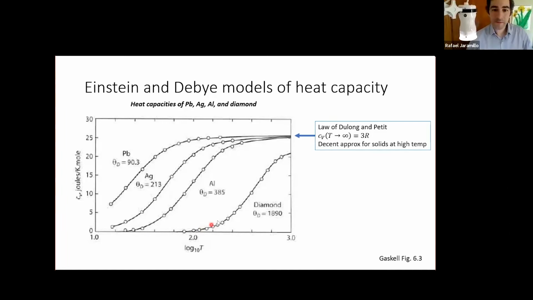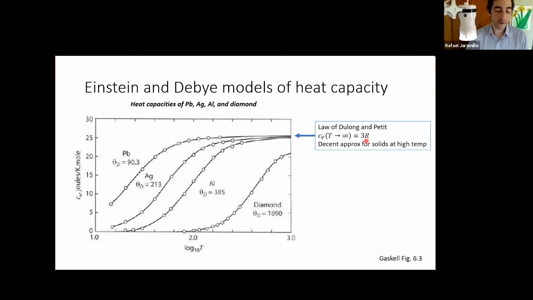Another thing I'll point out is that they all seem to converge at the same number. This is an early law. It's not really a law, it's just an empirical observation, the law of Dulong and Petit, which is that the heat capacity at high temperature converges to 3R for all solids. And it's a decent approximation for solids at high temperature. If you need to estimate the heat capacity of a solid and you have no data at your disposal and you're in a hurry, 3R is not a bad estimate.